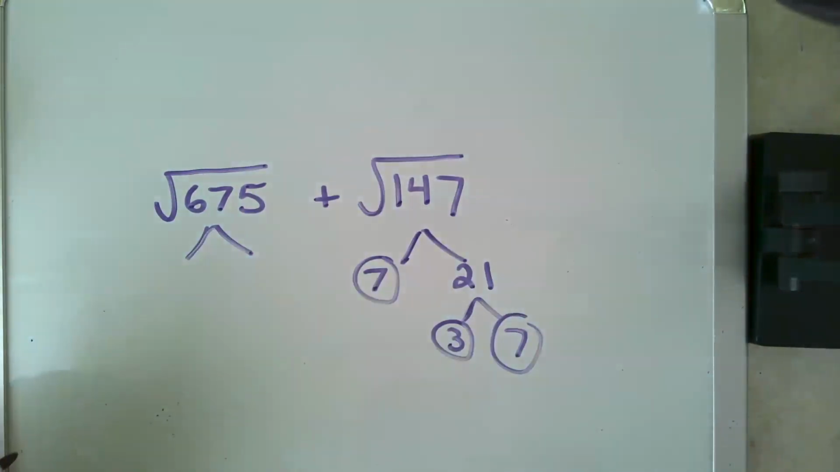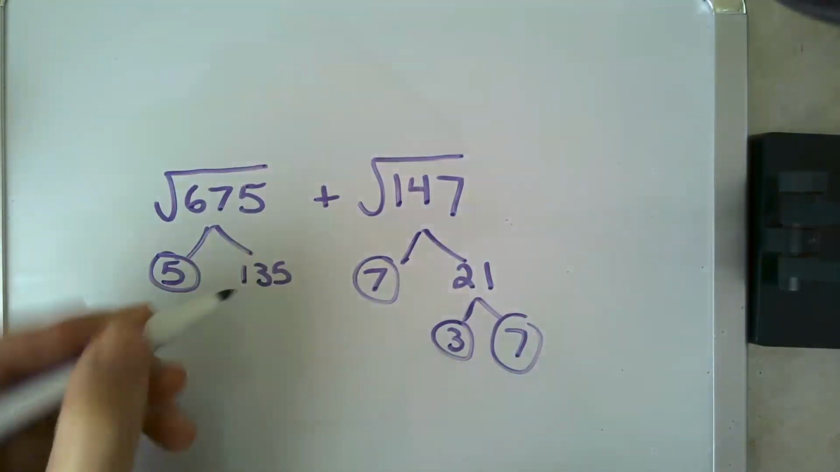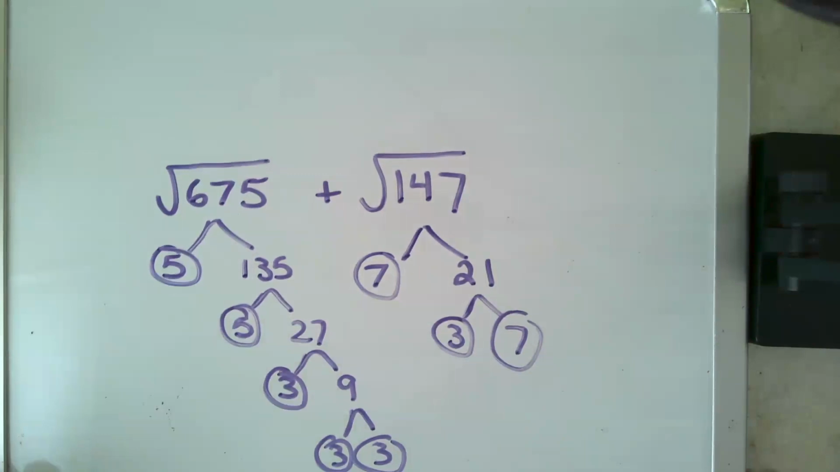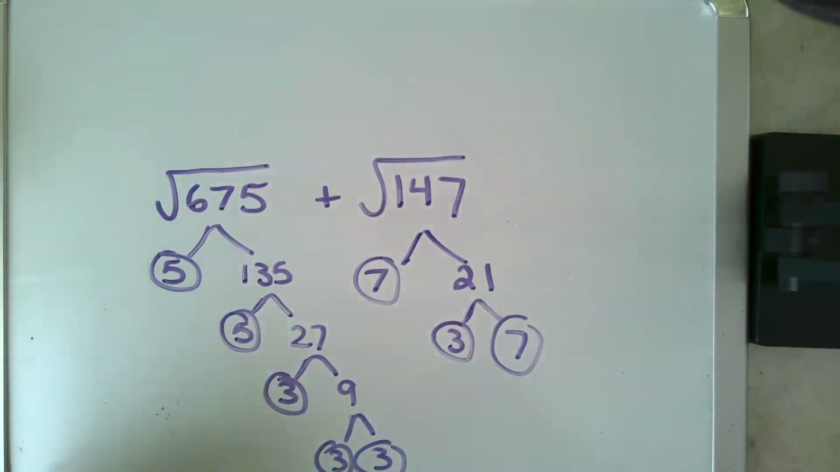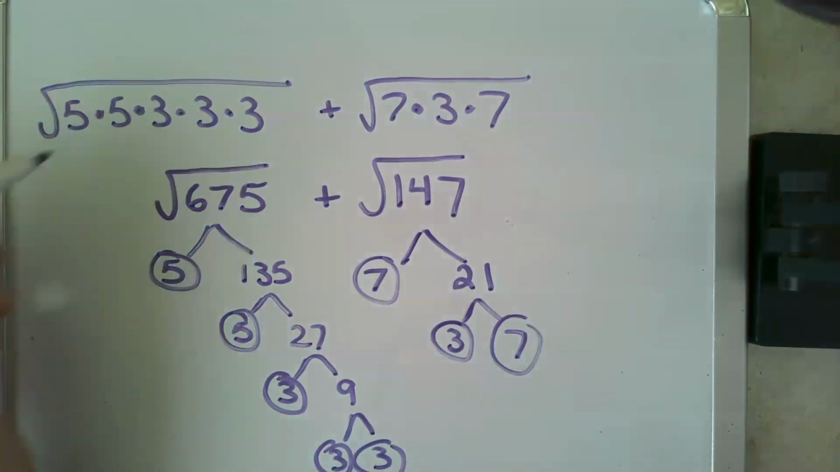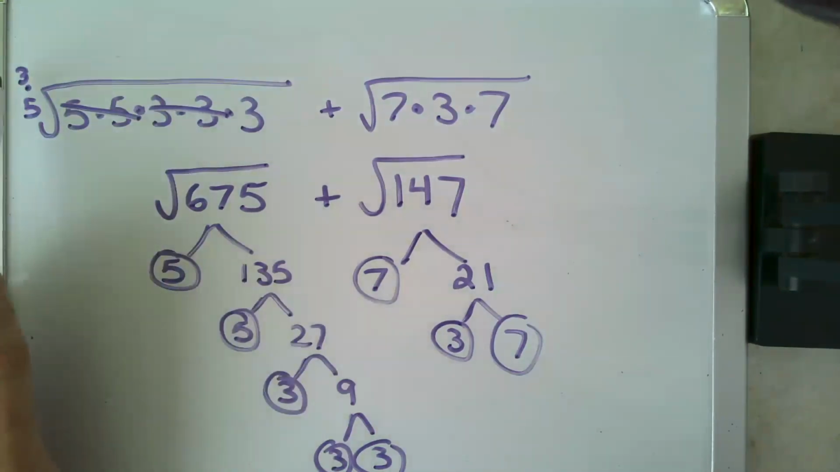And I'll work my 675. I see it ends in a 5, so I know a 5's in there. I see it ends in a 5, another 5's in there. My 27 breaks down, and my 9 breaks down. All right, so now I'm going to rewrite these radicals in their broken down form. And now I'm going to remove pairs on the inside to put singles on the outside. So a 5, 2 come out to be a 5, 2 3's come out to be a 3.